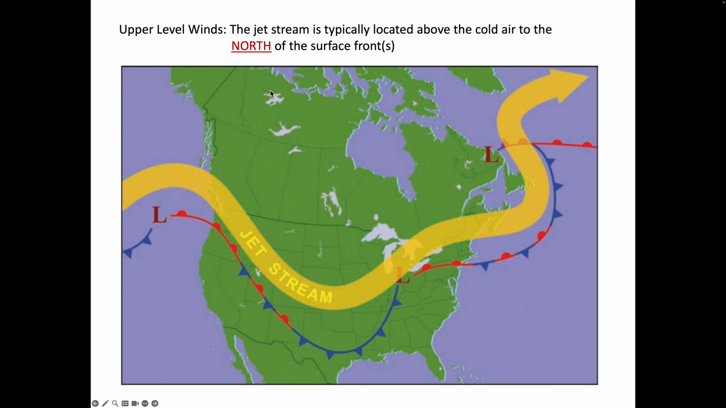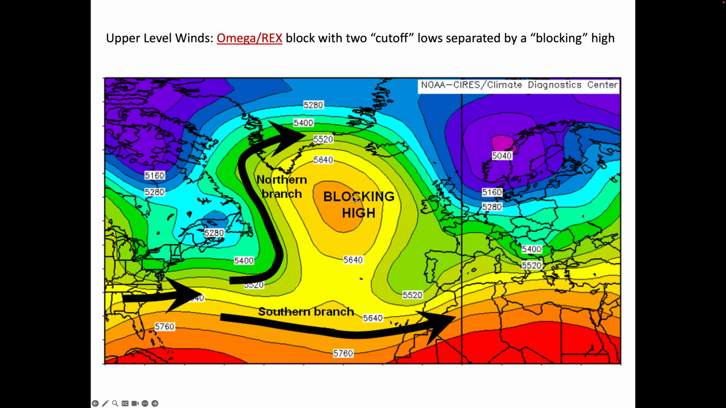The jet stream is typically located to the north of our frontal systems in the mid-latitudes. So it's basically located above the cold air. It's in the cold air to the north of our frontal systems, to the north of our surface fronts. So we typically see this kind of feature play itself out in the northern hemisphere.